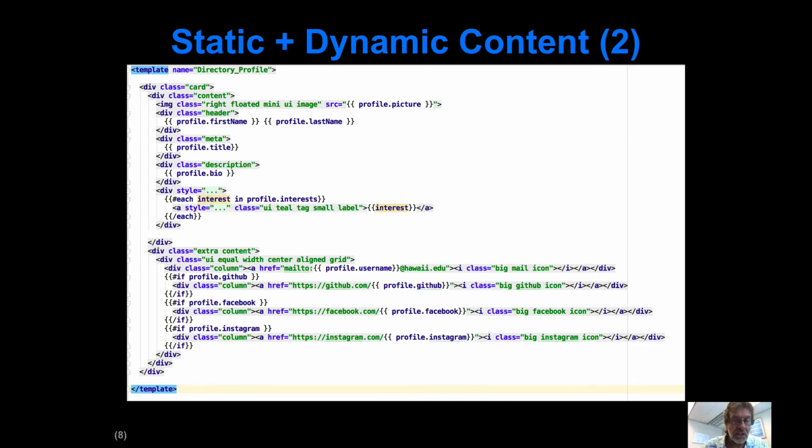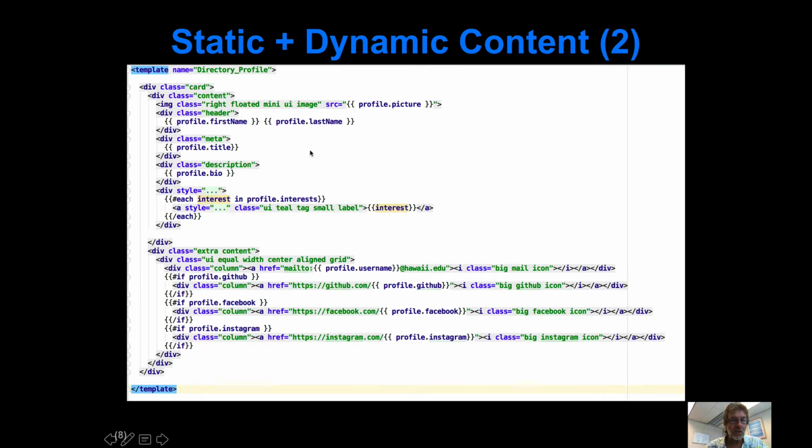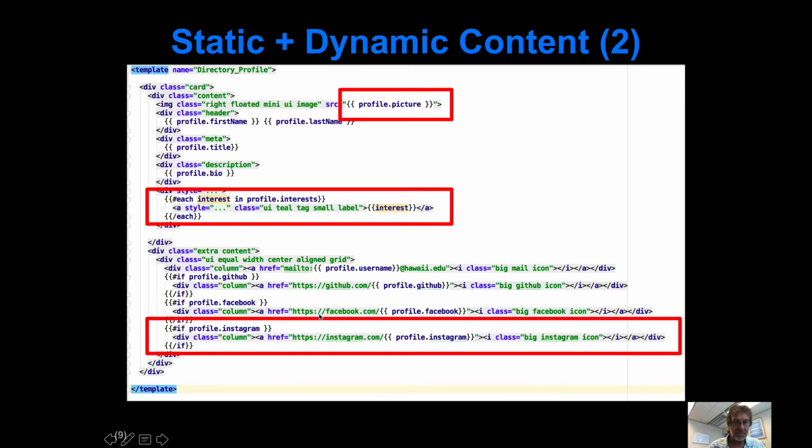Okay, so let's now look at another example. In this previous one, you can see we had directory page calling directory profile. Now let's look at directory profile. I'll just tell you, this is the template that creates a single card. So you remember we had two cards in our little example Bofolio system, and this is the template that's used to generate each of those cards.